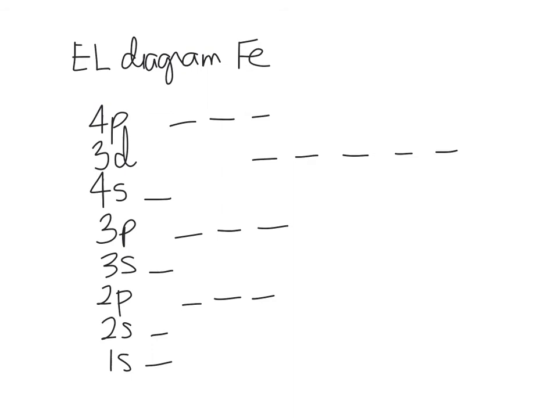Start with the bottom as the lowest. You go up and line up the s's, the p's, and the d's. Okay? So how many electrons does iron have? 26. Okay, put down your pens and watch. Okay, ready?